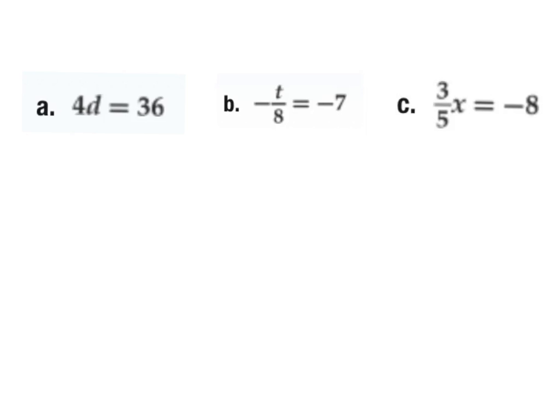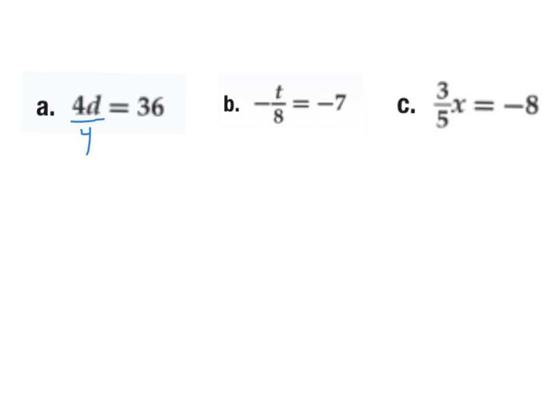And the strategy that you use when you go through solving equations, if you were going to tell someone a general strategy, what would you tell them? Do the what? Opposite. You're always going to do the opposite. All right? So what do I do to solve this? Divide both sides by 4.